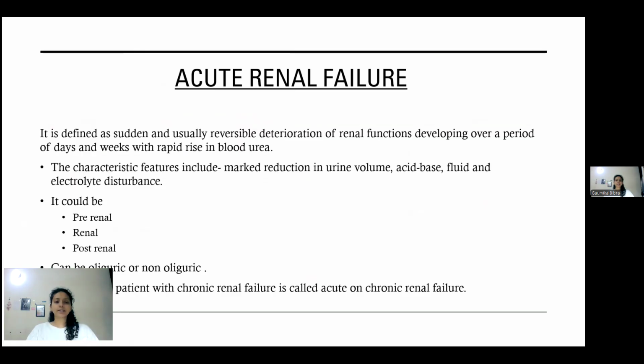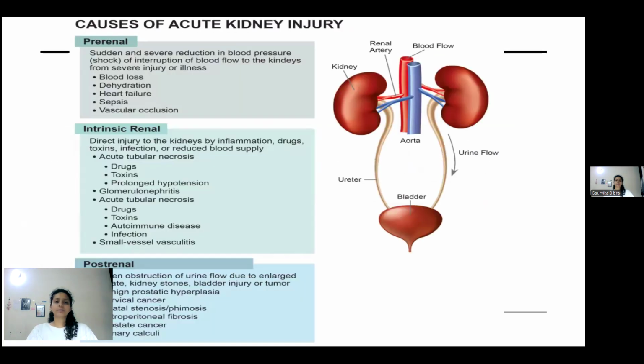Acute renal failure is defined as a sudden, usually reversible deterioration of renal functions developing over a period of days and weeks with rapid rise in blood urea. Characteristic features include marked reduction in urine volume, acid base, fluid and electrolyte disturbance. It could be prerenal, renal, postrenal, and can be oliguric or non-oliguric. Oliguria in a patient with chronic renal failure is called acute on chronic renal failure.